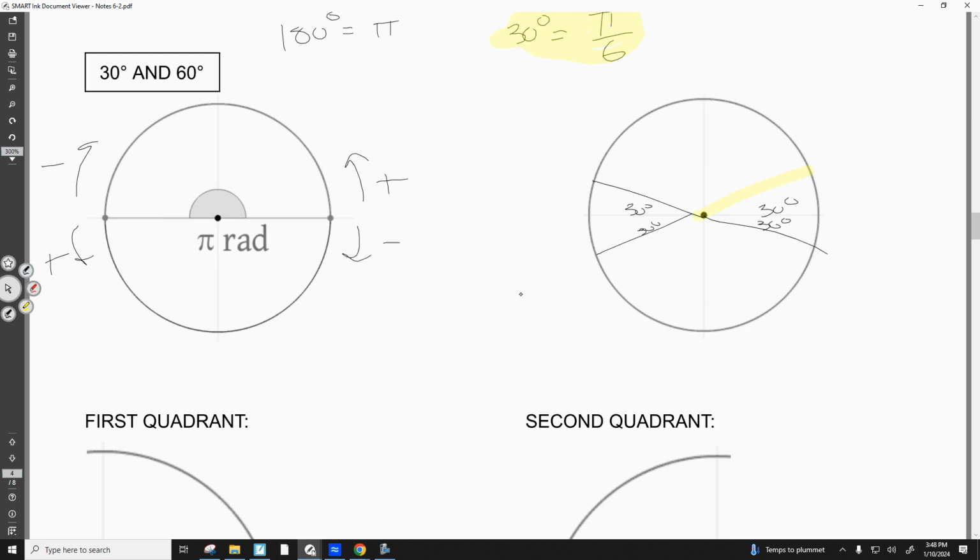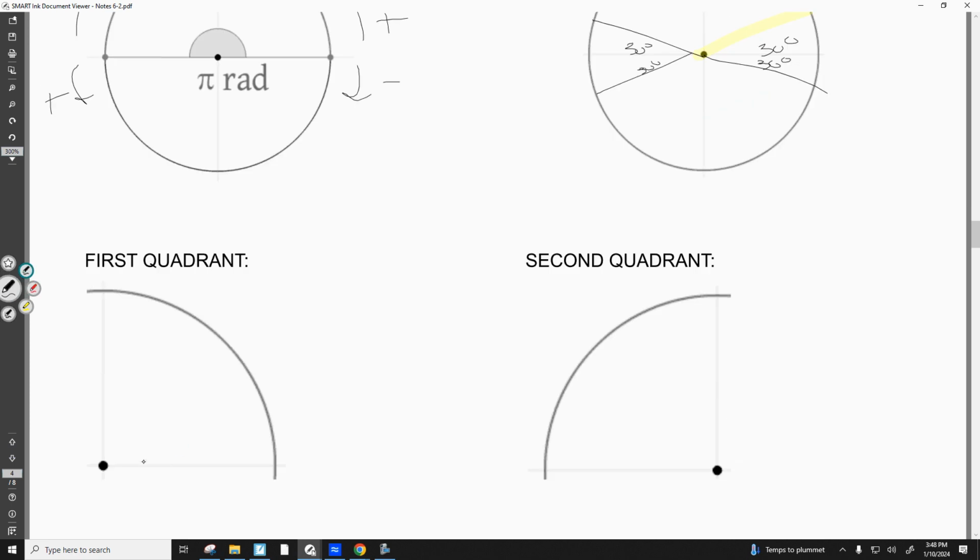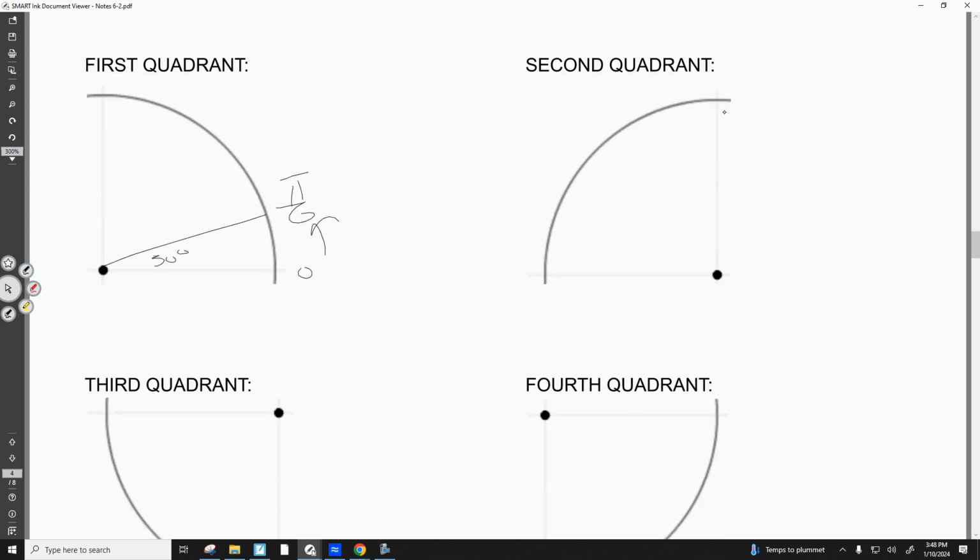Starting with our first quadrant angle of 30 degrees. What's that equivalent to? Tell your neighbors. What is this angle that's 30 degrees away in the first quadrant? It's 30 degrees more than 0. It's pi over 6. Pi over 6 is 30 degrees. Okay. I'm going to do the next one. You guys do the last two.